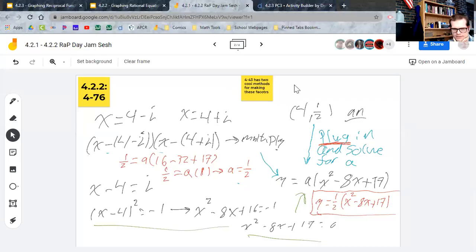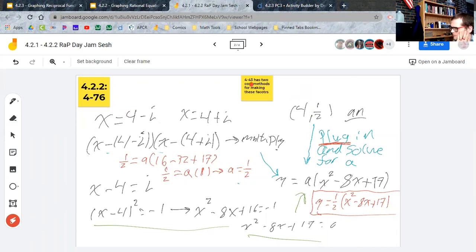So in 4-76, I already did the work, so I'm just going to curate it. We have a quadratic function that has roots x equals 4 minus i and x equals 4 plus i. We know the graph of the function passes through the point (4, 1/2). Write an equation for this function.